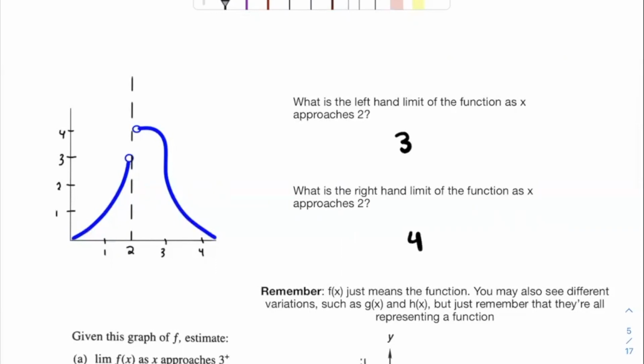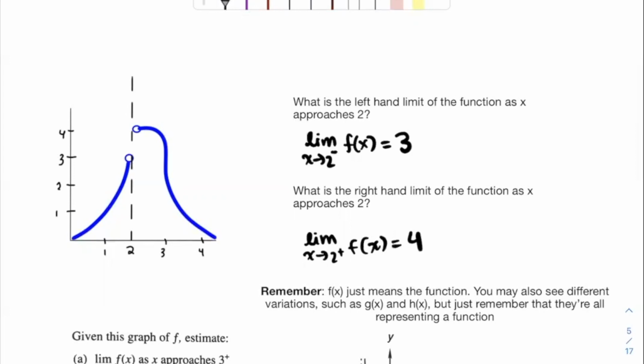Now, let's quickly talk about the notation for this. So for a left-hand limit, we're again going to do the limit as x approaches 2, but then we put a little minus sign up here. And that's because the left-hand side can be thought of as like the negative side, the stuff that's less than 2. And so we have this little minus sign, and then we can have our f of x, and that equals 3. And for the right-hand side, we do the exact same thing, but with a plus sign. And that's going to be equal to 4.